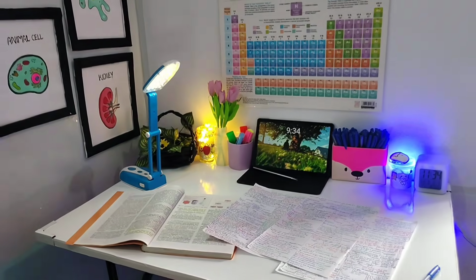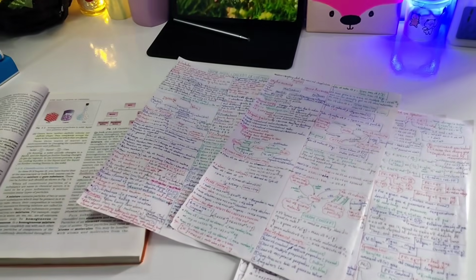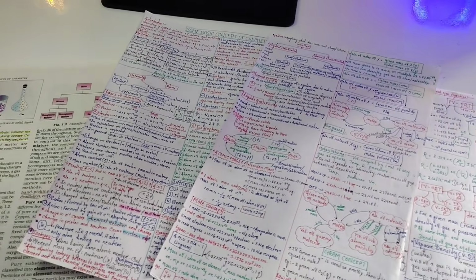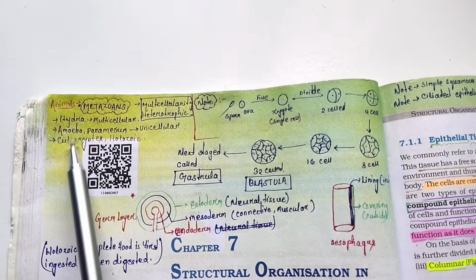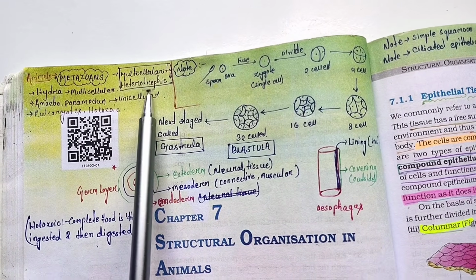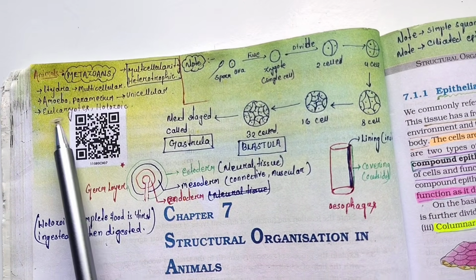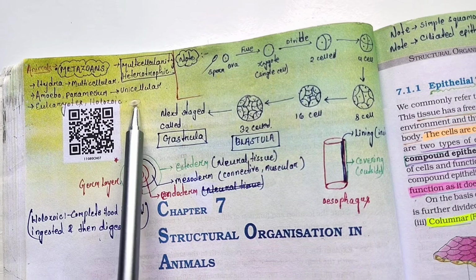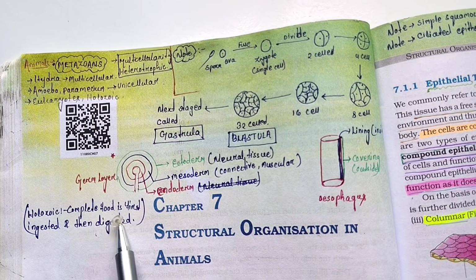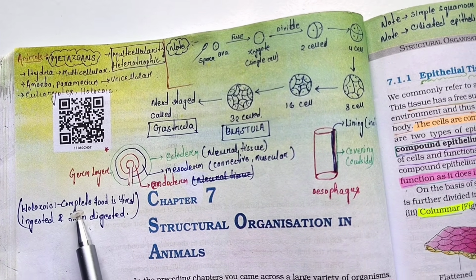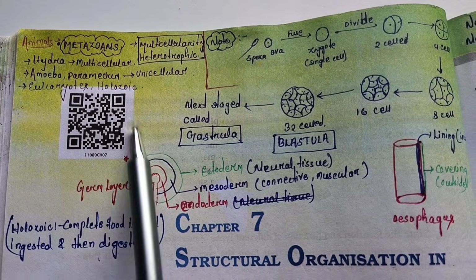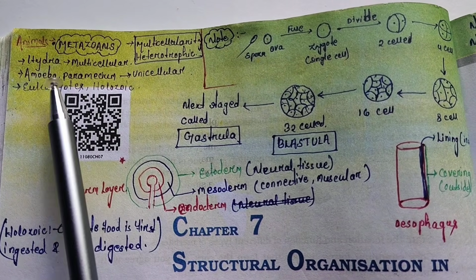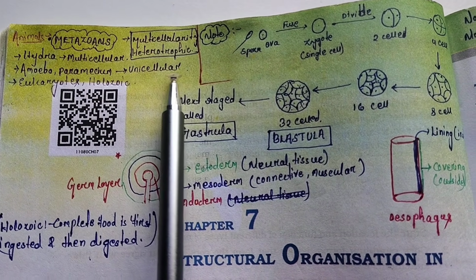फाइनली इतने सारे कमेंट्स के बाद हम स्ट्रक्चरल ऑर्गेनाइजेशन इन एनिमल्स आज कंप्लीट करने वाले हैं. First of all, animals are metazoans, that is multicellular heterotrophs and also eukaryotes, and they are holozoic. Holozoic means complete food is first ingested and then digested. Hydra is multicellular and amoeba and paramecium are unicellular organisms.